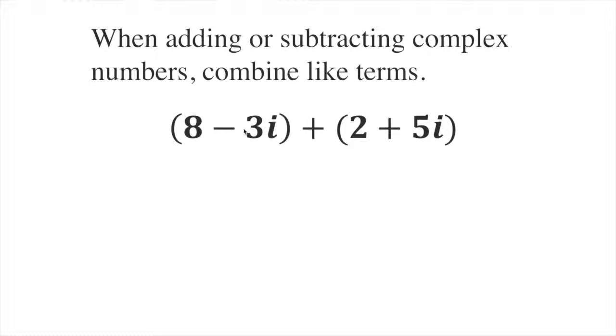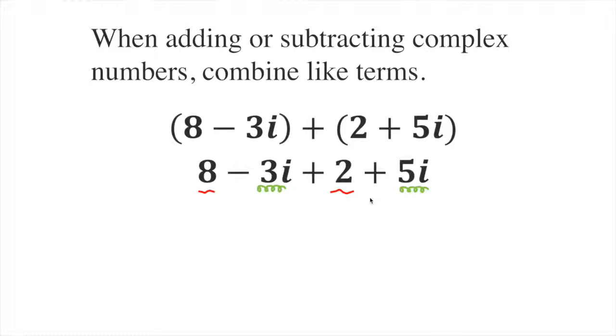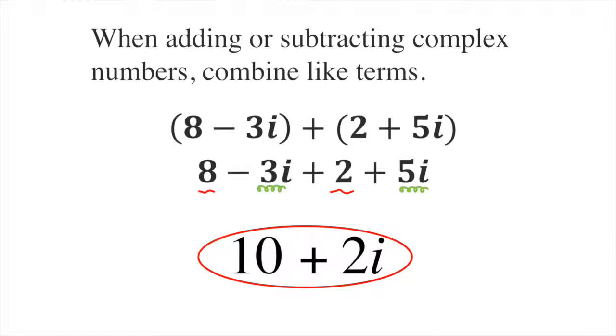When we do this, it's very, very similar to the process that we do when using variables. So first thing I'm going to do is get rid of these parentheses. This is an addition sign. It doesn't really change anything, so I can just lose my parentheses. Now I look here and I say, okay, my 8 and my 2 can be combined. Also, I have an i here and an i here. I can combine those two. So 8 plus 2 is 10. Negative 3i plus 5i, well, negative 3 plus 5 is 2. So negative 3i plus 5i gives me 2i. So I end up with 10 plus 2i.